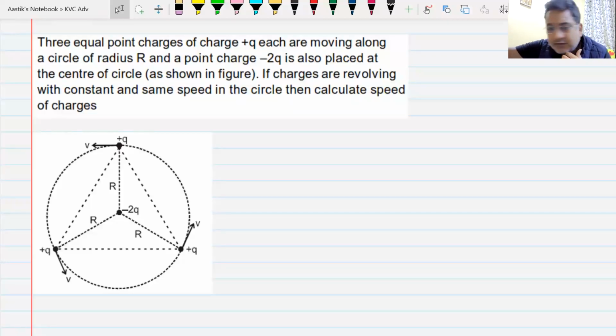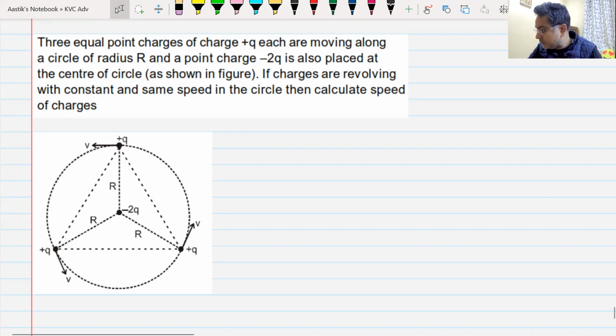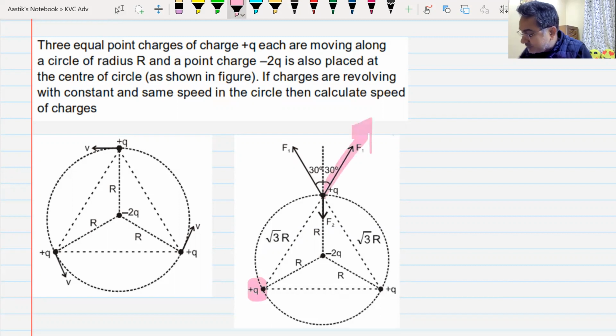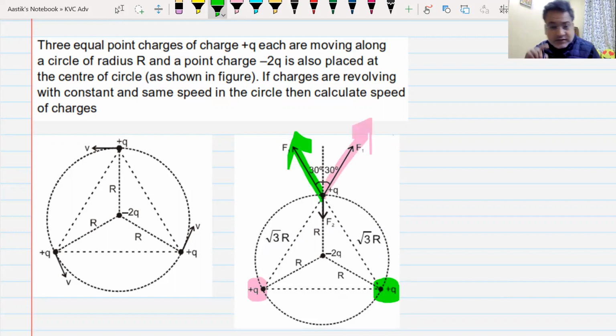So, how are we supposed to do this? If I can just take the diagram from here, it becomes simpler for me to solve the question. Okay, so you see the diagram here, right? Yes, sir. This charge, the pink charge, is exerting a force like this, and this charge, the green charge, is exerting the force like this. Both forces are the same in magnitude, inclined at an angle of 60 degrees to each other.